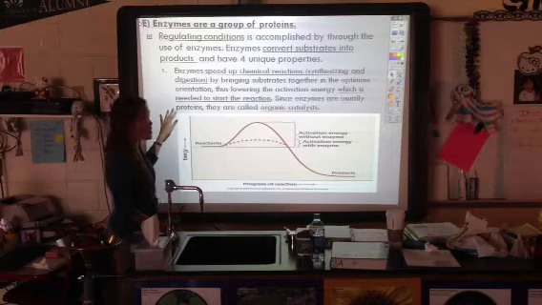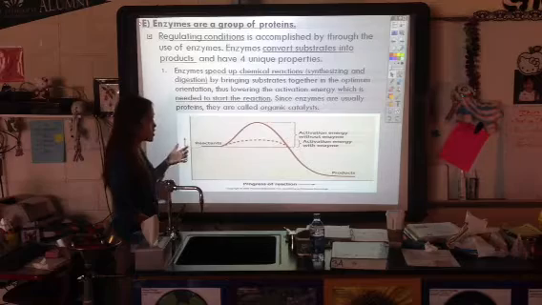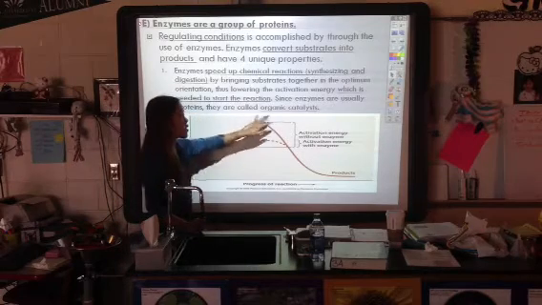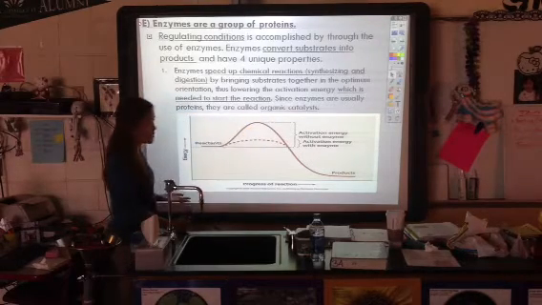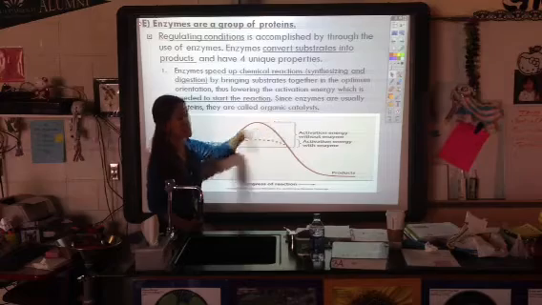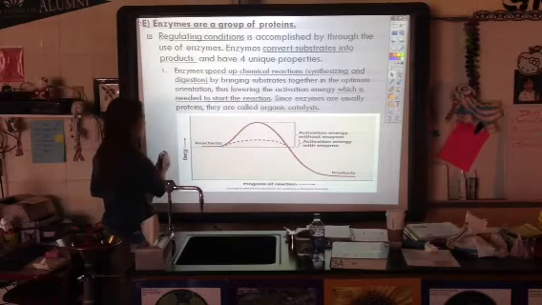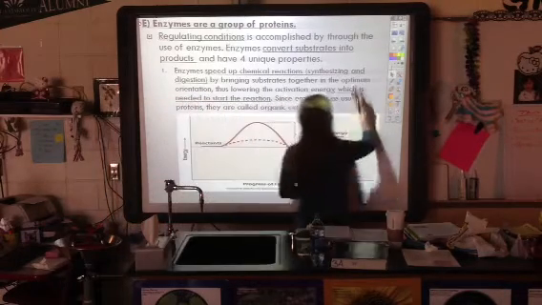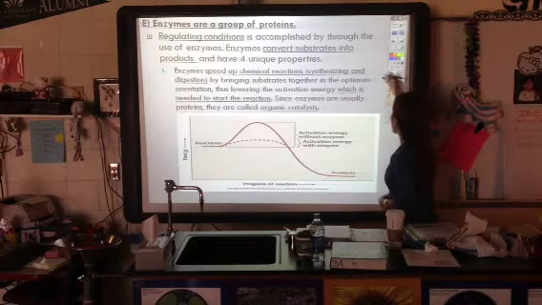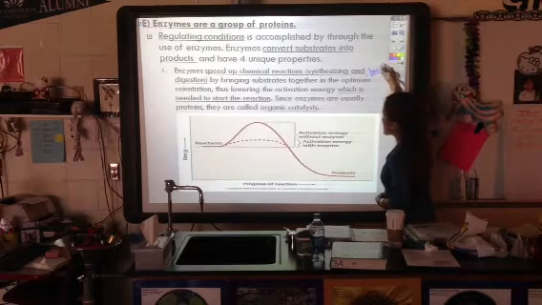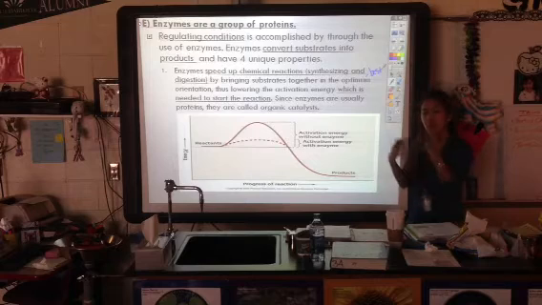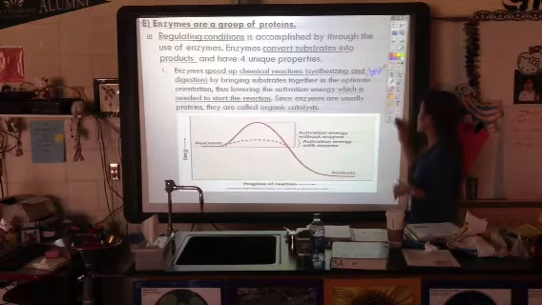Because enzymes speed up chemical reactions, and because they're proteins, they're also known as organic catalysts. And a catalyst is just a molecule that speeds up a reaction. Remember to think that optimum is going to mean your best conditions, so it's going to create these good conditions so that reaction can occur.